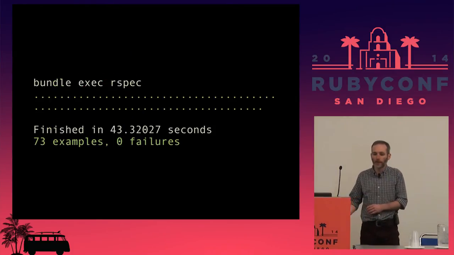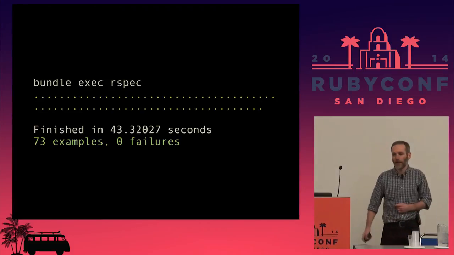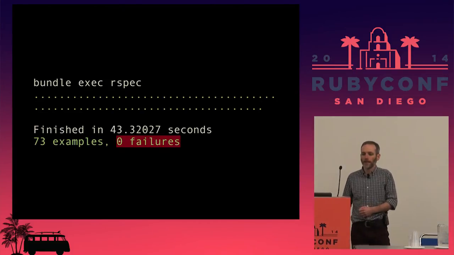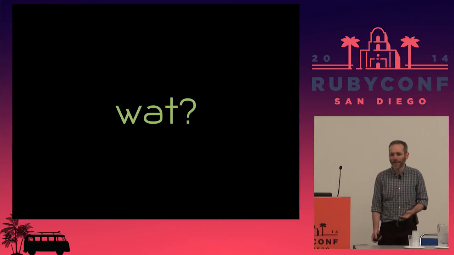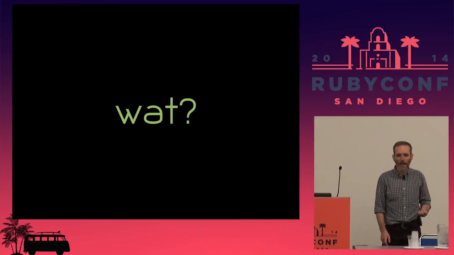If you haven't seen RSpec before, the green dots mean everything is working fine, and then crucially at the end, it says zero failures. I was like, what? This doesn't make any sense. I've taken the method out and replaced it with two new methods, but everything keeps working.